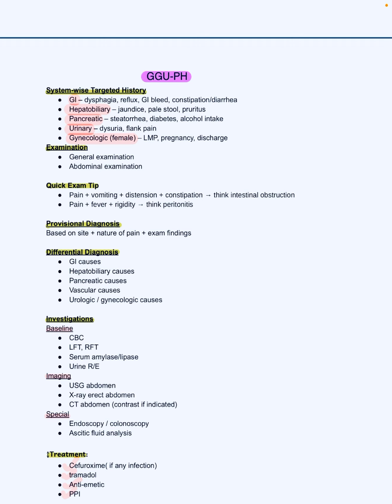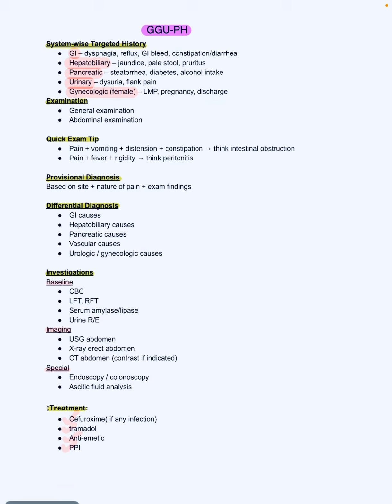Provisional diagnosis is based on site, nature of pain and exam findings. Differential should be categorized according to system-wise. The systems are GGUPAs, that is gastric, gynecological, urological, pancreatic and hepatobiliary, and last is vascular.